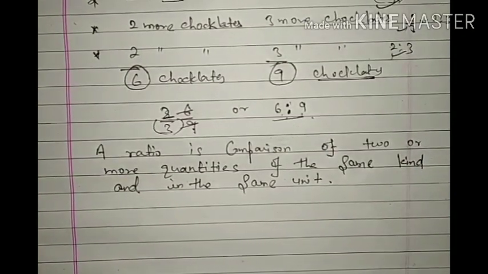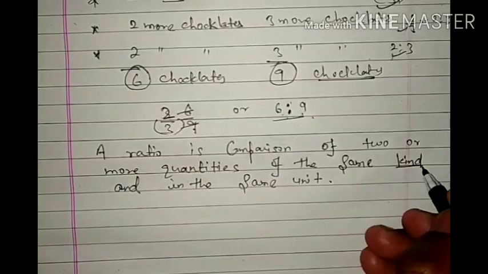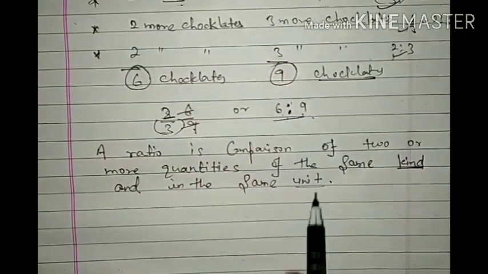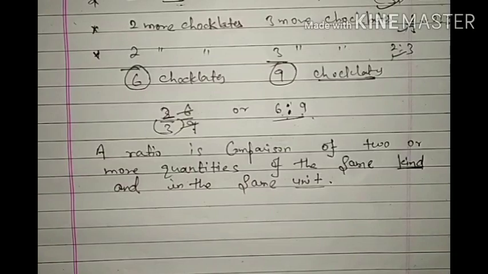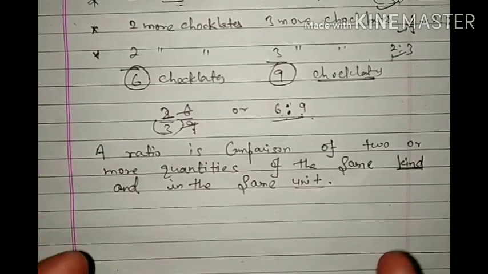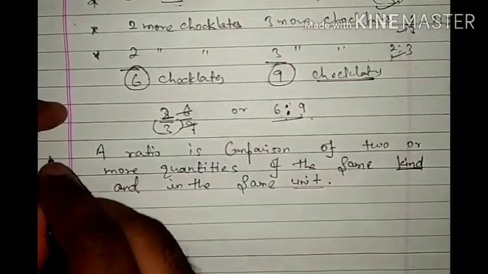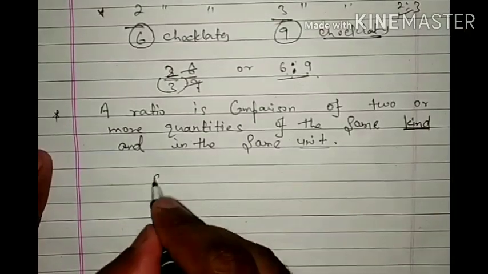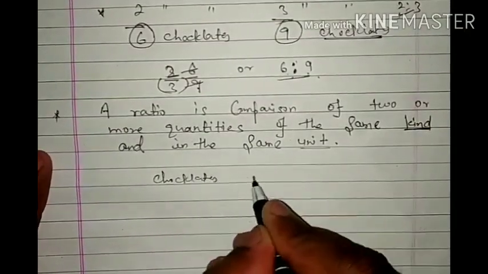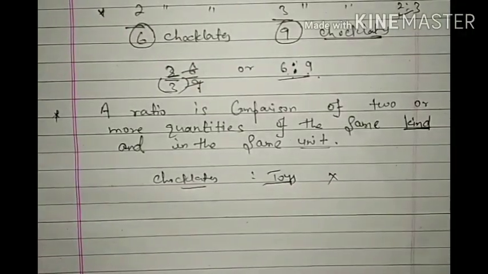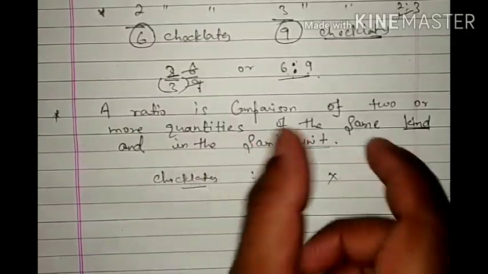What does this mean? A ratio is a comparison of two quantities of the same kind. Here we were comparing chocolates. These are examples of kind. And when we talk about unit, they can be meter, centimeter, kilometer, hectometer, decimeter, milligram, kilogram, or any specific quantity. So ratio is a comparison between two quantities of the same kind and in the same unit. More specifically, we cannot compare chocolates with, say, pencils. Ratio should be of the same kind and the same unit.